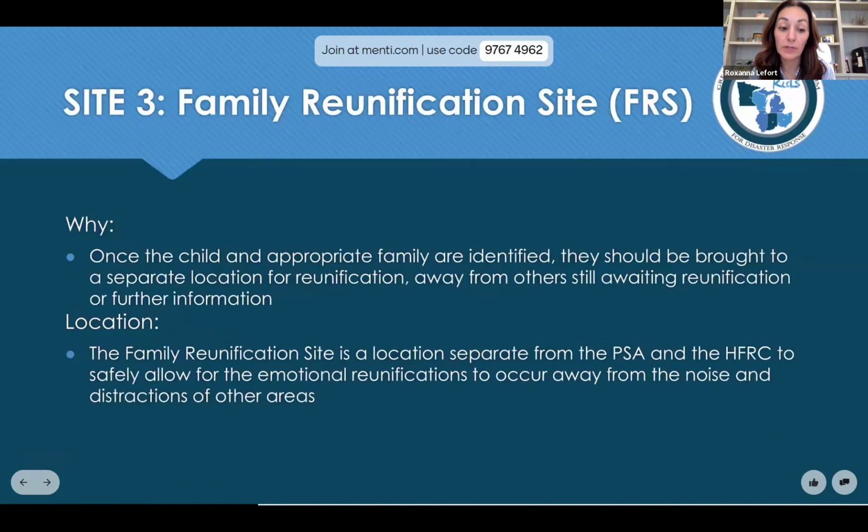And then the family reunification site. So this basically is the location where you want the reunification to occur. Once you have identified the family and identified the child, you need a location that's separate, where reunification can happen, again safe and secure, away from the other environments, so that they can be safely released from the hospital. Next slide.